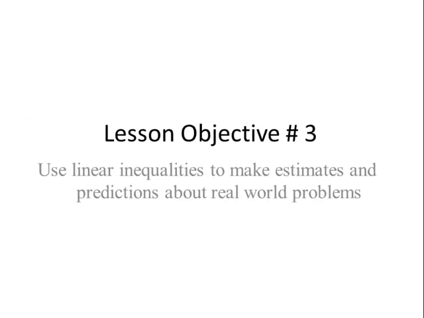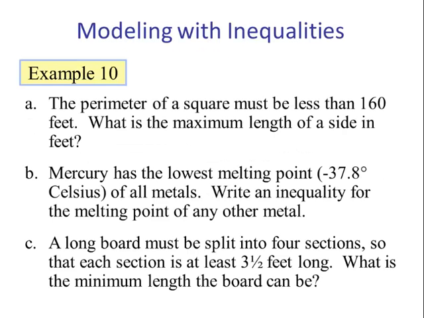Example 10. A. The perimeter of a square must be less than 160 feet. What is the maximum length of a side in feet? B. Mercury has the lowest melting point, negative 37.8 degrees Celsius, of all metals. Write an inequality for the melting point of any other metal. C. A long board must be split into 4 sections so that each section is at least 3.5 feet long. What is the minimum length the board can be?